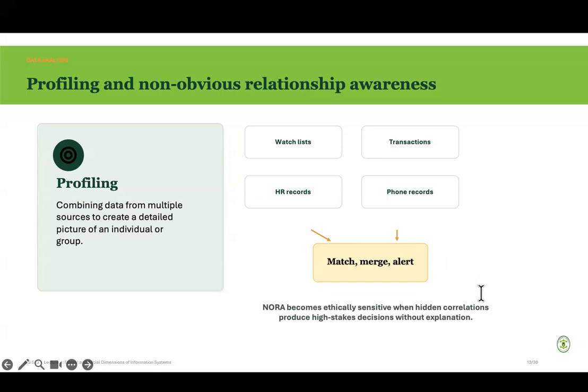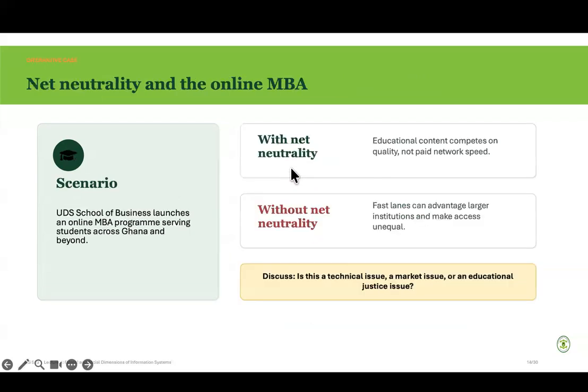All these techniques can be very useful. Banks can detect fraud through that. Health systems can also use it to identify risk. Universities can also use it to provide unique support. But the same technique can also lead to a lot of problems. It can lead to discrimination, manipulation or unjustified suspicion.